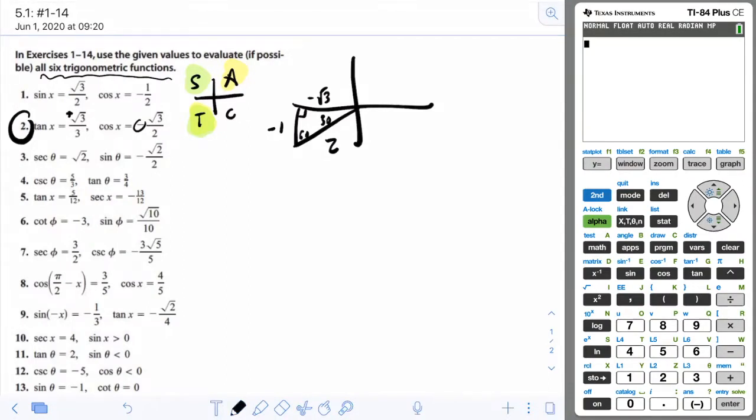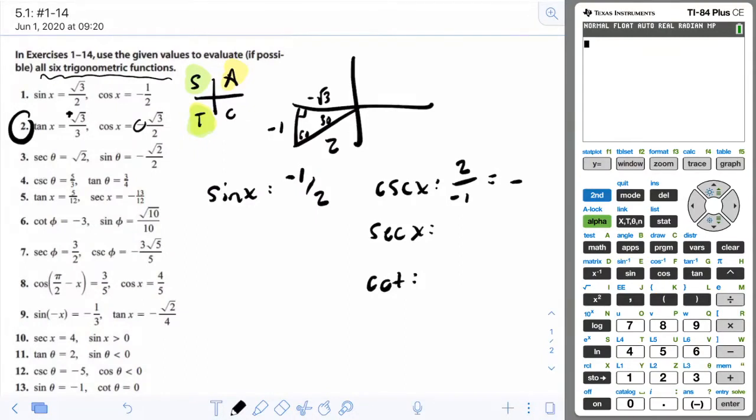So we need to not only find the sine of x, we also need to find, we already got cosine and tangent, which means we're also going to need to find cosecant of x. We already know cosine, so we're going to do secant of x, and then we're going to have to do cotangent of x. Now, for sine of x, we're just going to do opposite over hypotenuse, right? Negative 1 over 2. So sine, we're looking at opposite and hypotenuse, so that should be pretty easy. Negative 1/2. Cosecant of x, we're just going to flip that, so that's going to be 2 over negative 1, which is negative 2.